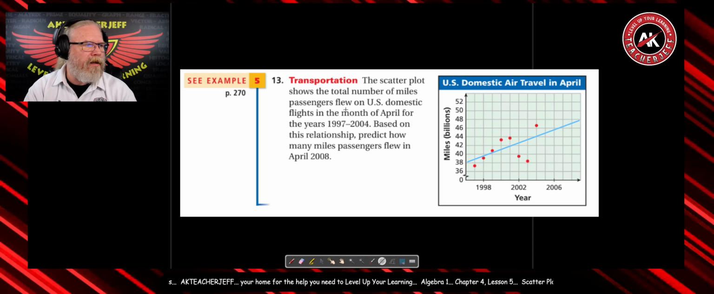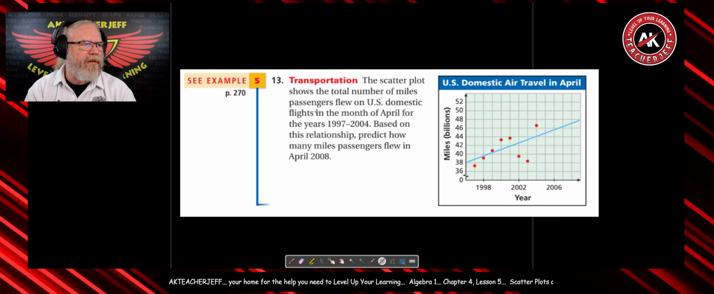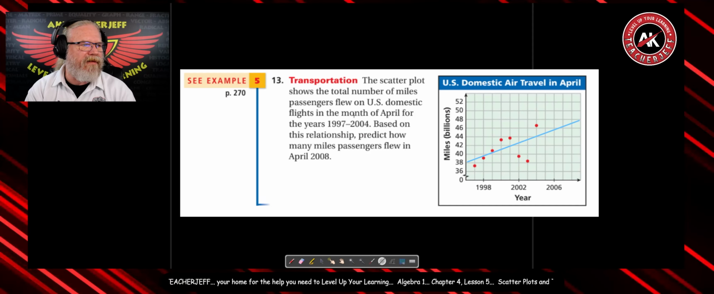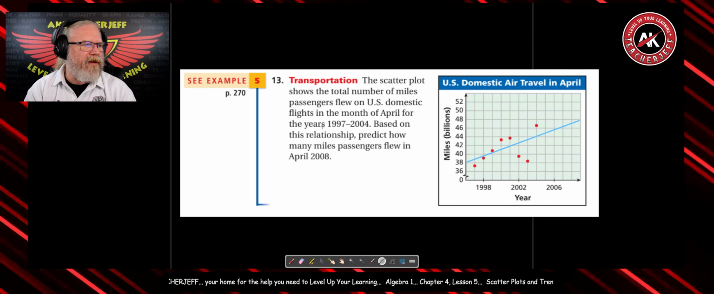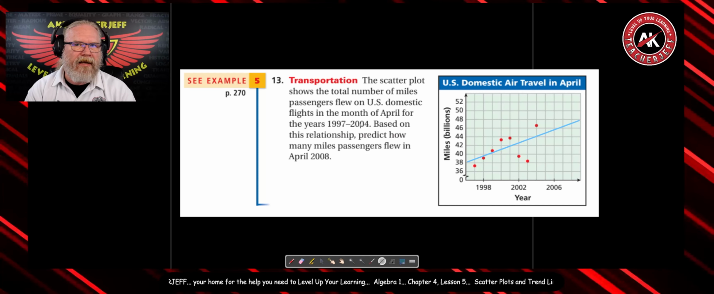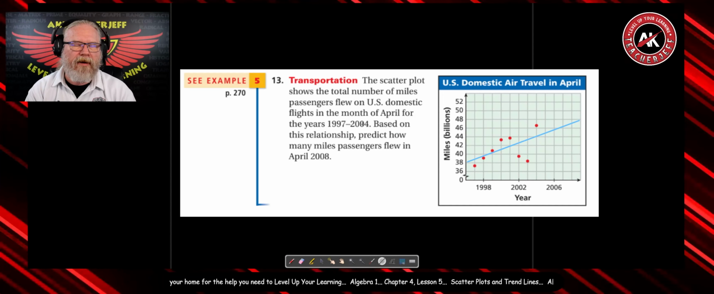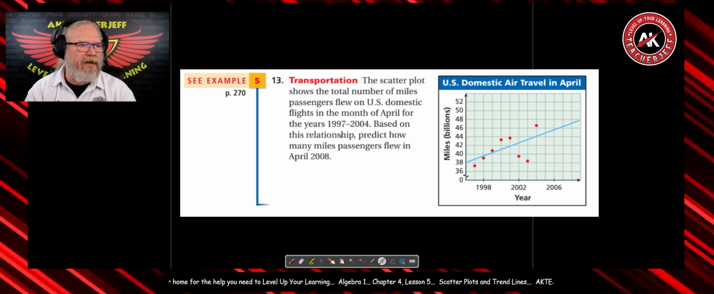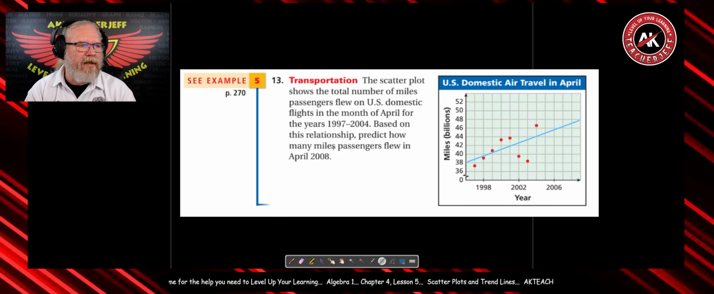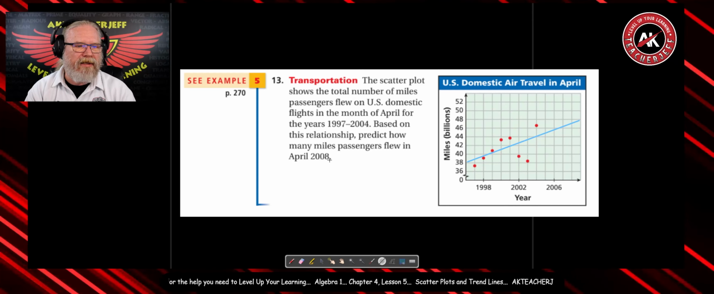And now the scatter plot shows the total number of miles passengers flew on U.S. domestic flights in the month of April for the years 1997 to 2004. Wow, that's like 18 years ago. It's probably an old textbook. Based on this relationship, predict how many miles passengers flew in 2008.